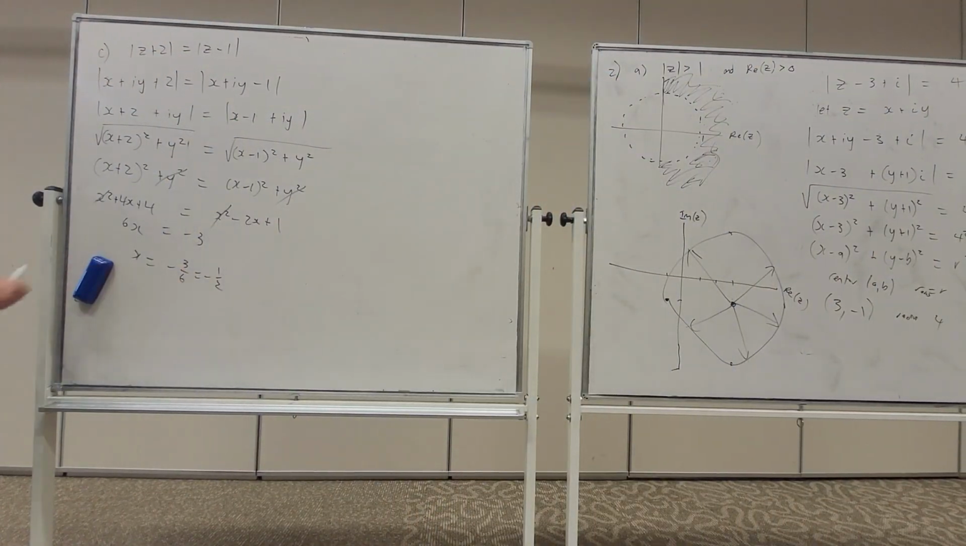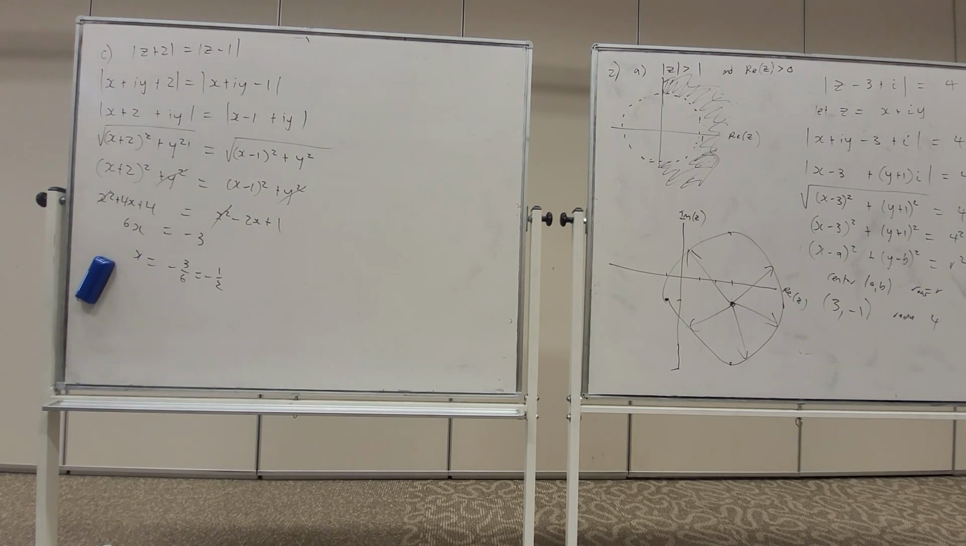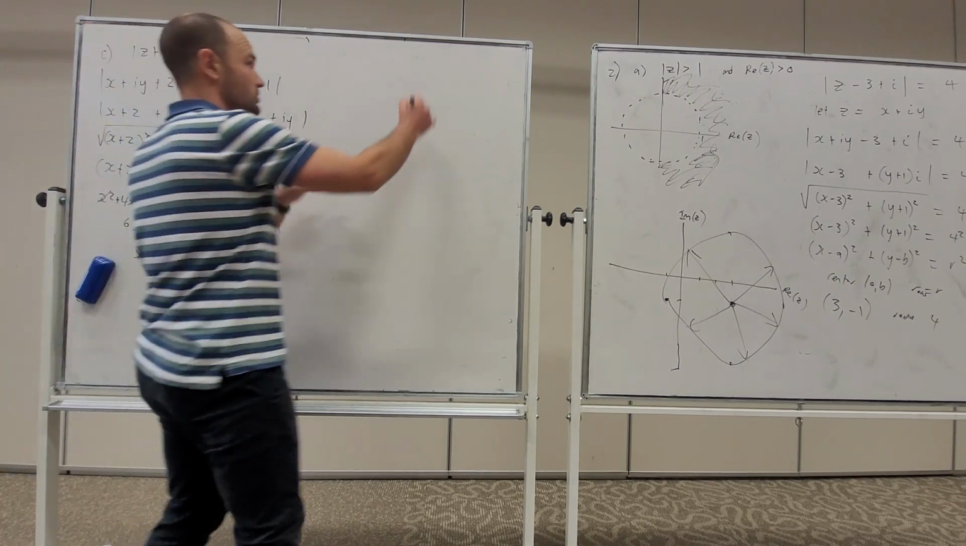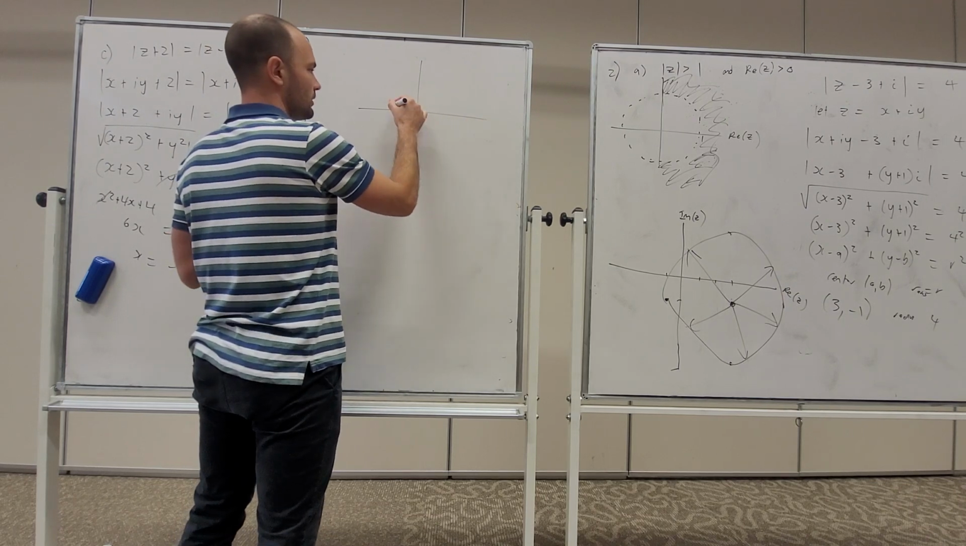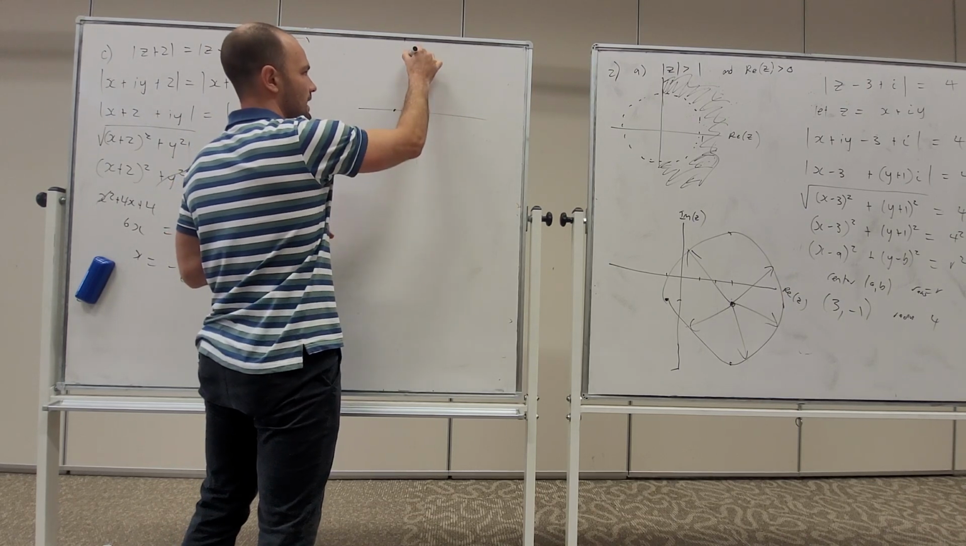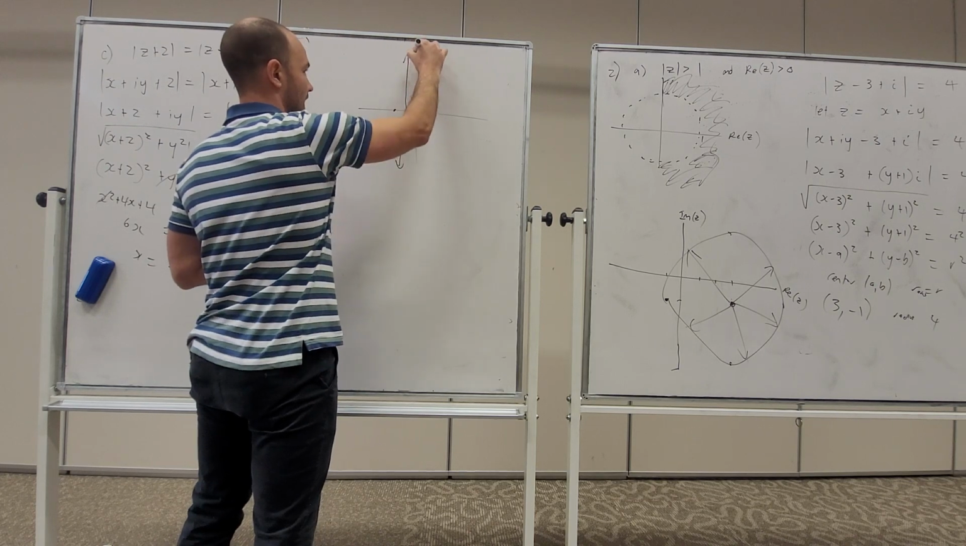Okay, so what's the question asked us to do? Sketch this relationship. What's this relationship? X equals minus half. How would you sketch that on the Cartesian plane? Well, here's x is 0, here's x is 1, here's x is minus half, and so this is the line x equals minus half.